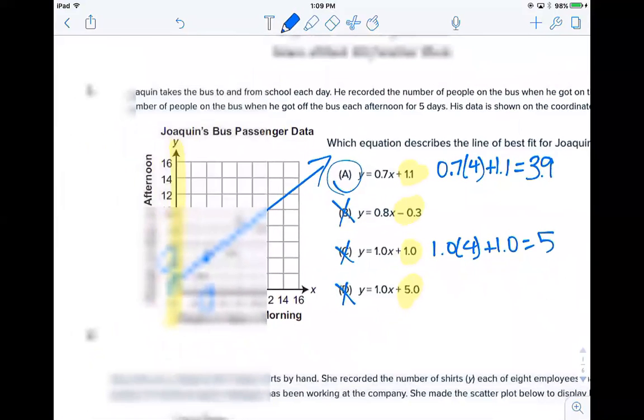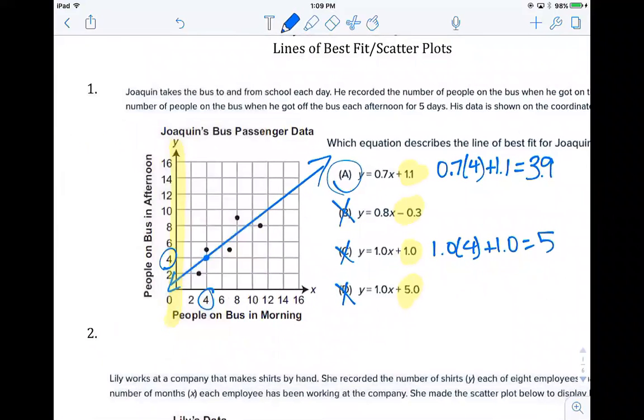So all I did is I took my points, I drew my line, and I found out what would make sense with that line by using points on the line and plugging it back in.